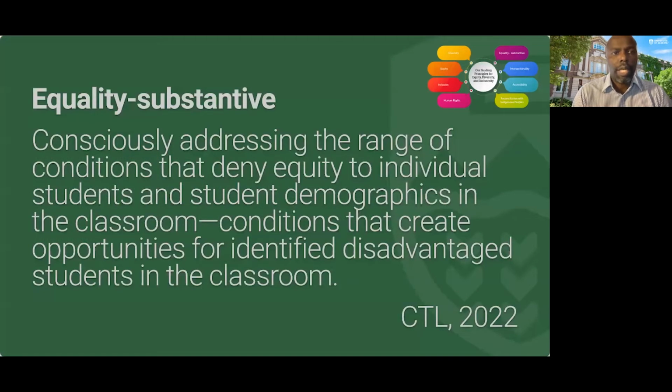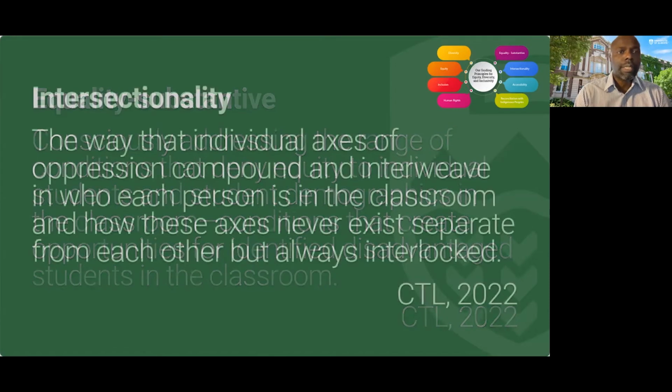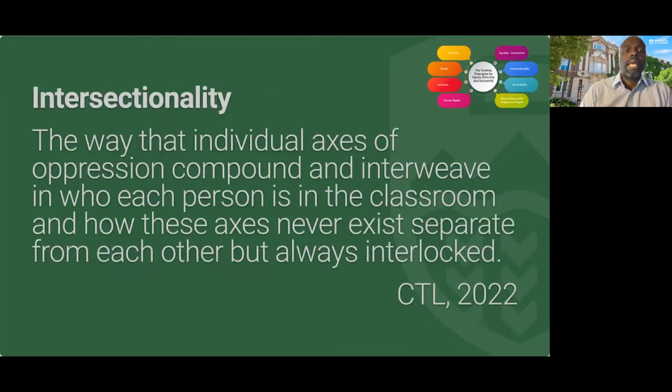Substantive equality is consciously addressing the range of conditions that deny equity to individual students and student demographics in the classroom, conditions that create opportunities for identified disadvantaged students in the classroom. Intersectionality is the way that individual axes of oppression compound and interweave in who each person is in the classroom, and how these axes never exist separate from each other, but always interlocked.